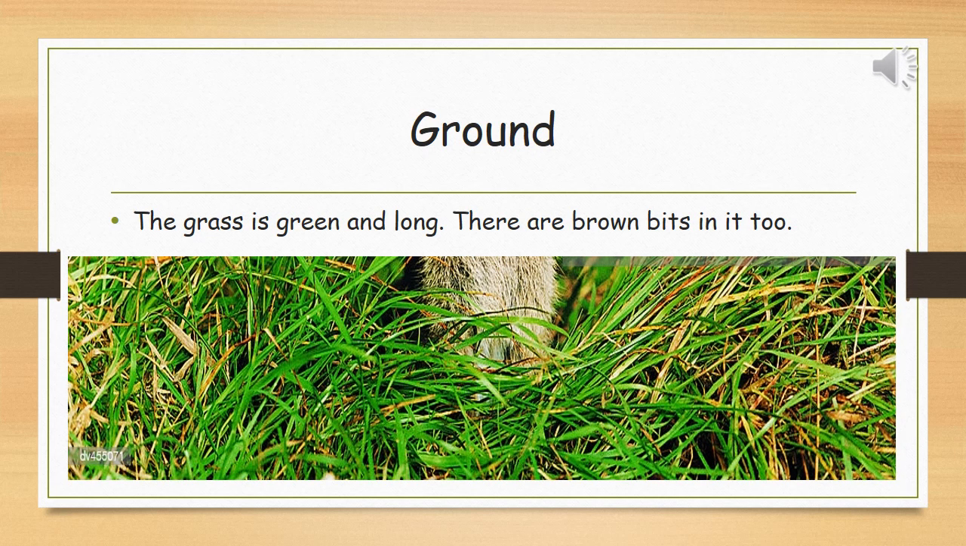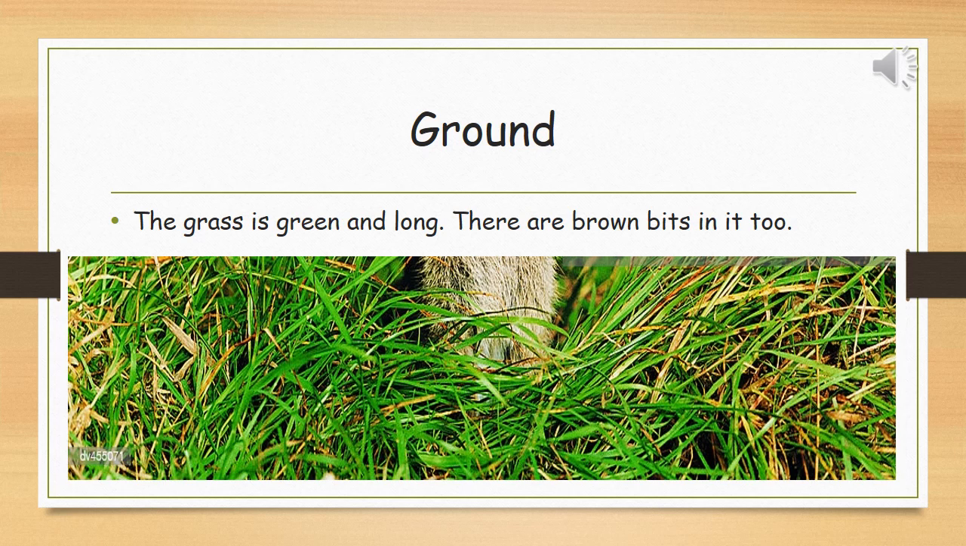Here are your next two sentences I need you to write down. The grass is green and long. There are brown bits in it too. Now you, if you want to, can add in extra information about the ground. If you think you might have a couple more sentences that you could say about the ground, you pop them in as well. But make sure you've got these two written down.